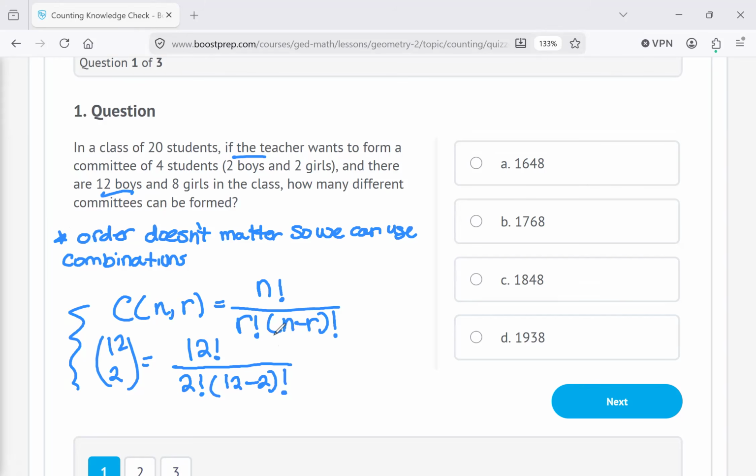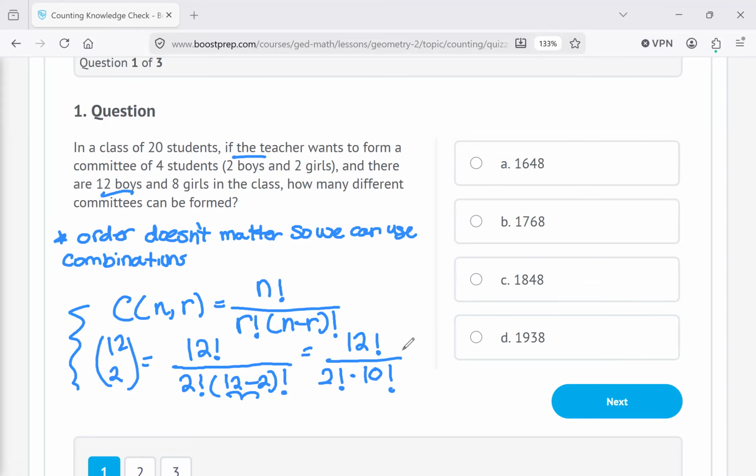Okay, so what do we do? How do we simplify this? Don't do the exclamation mark yet. I'm going to rewrite the numerator as 12 factorial for right now, and then it's 2 factorial, and then clean this up. What's 12 minus 2? 10 factorial, right? So what do I do now?